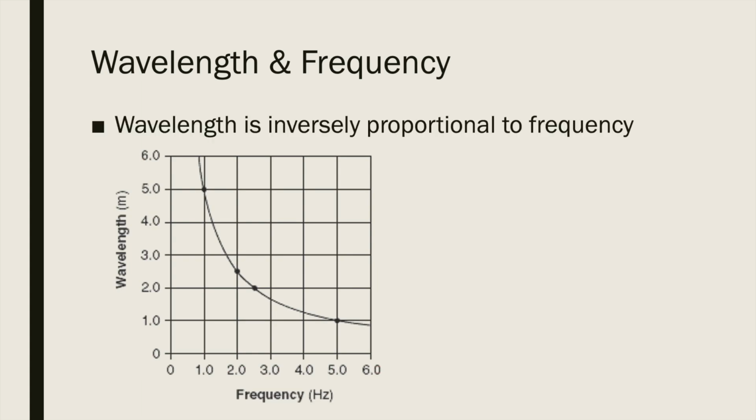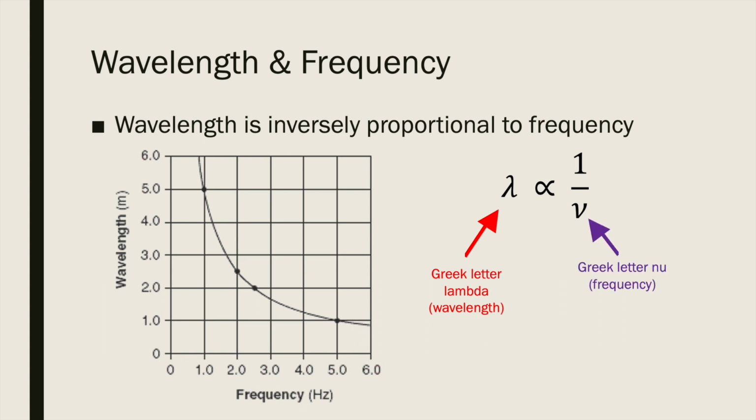Wavelength and frequency are also related to each other. Wavelength is inversely proportional to frequency. And hopefully this graph looks similar to ones that we created during our wave activity. This is symbolically how you would represent the statement, wavelength is inversely proportional to frequency, where wavelength is represented by the Greek letter lambda. It kind of looks like a funky H. And frequency is represented with the Greek letter nu. That kind of looks like a V with a handle on the left side.